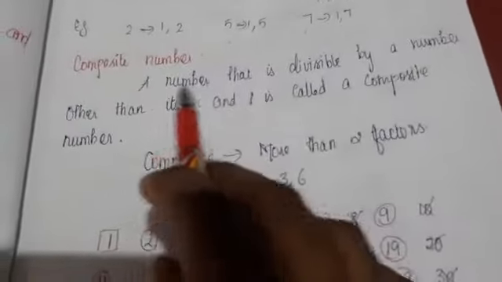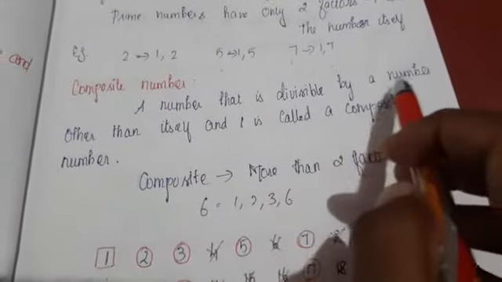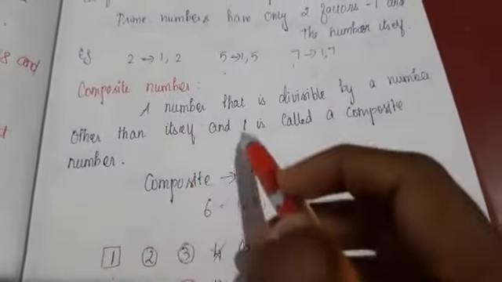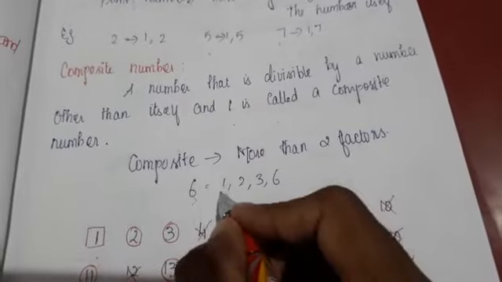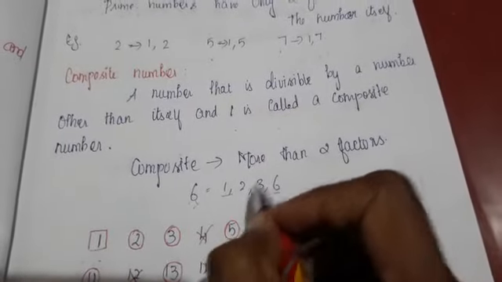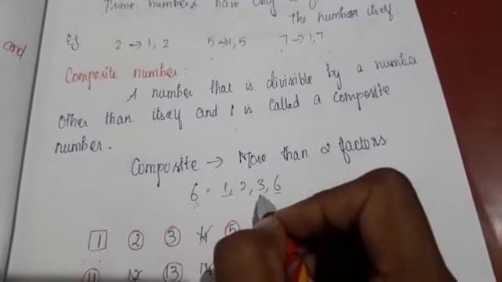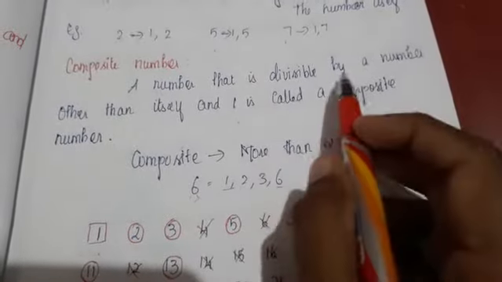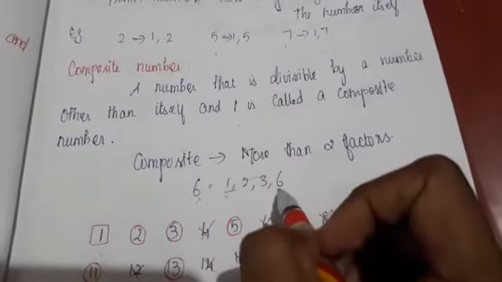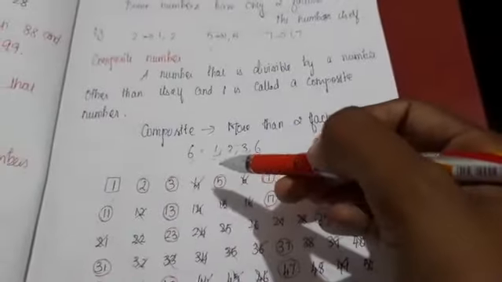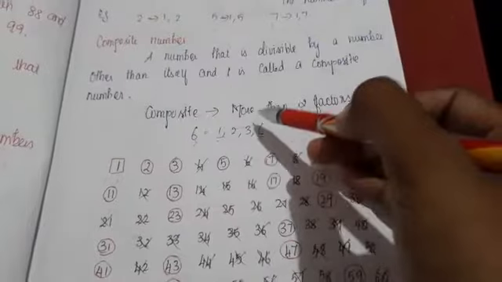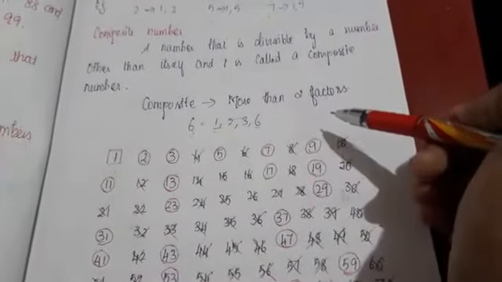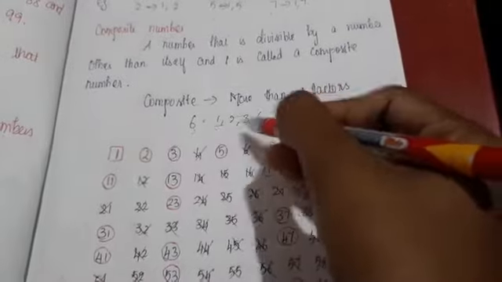Now when we move on to composite numbers: a composite number is divisible by a number other than itself and 1. For example, 6 is divisible by 1, by 6, and also by 2 and 3. So numbers divisible by numbers other than 1 and itself are called composite numbers. In other words, numbers having more than two factors are composite numbers. Here you can see 4 factors for 6.